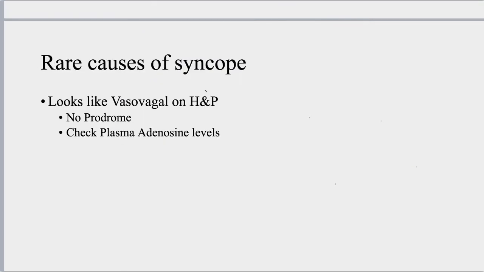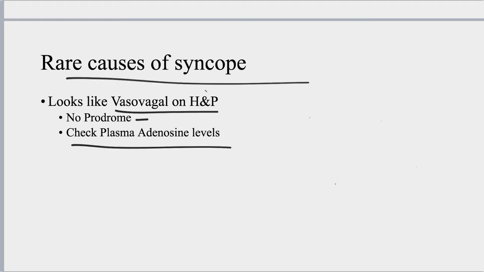Change pace really quick. I'm trying to fit a whole bunch of little random details into this last lecture because a lot of little random details exist. One thing is there's a rare cause of syncope that I didn't really mention anywhere else. It looks like vasovagal on the history and physical exam, but like cardiogenic causes, there's no prodrome. When you check the plasma adenosine level, it seems to be decreased.